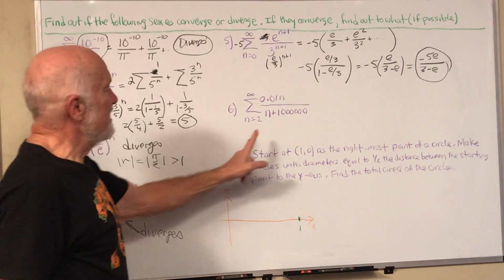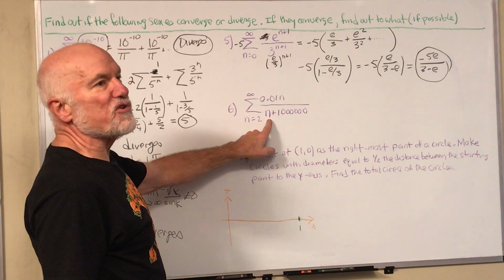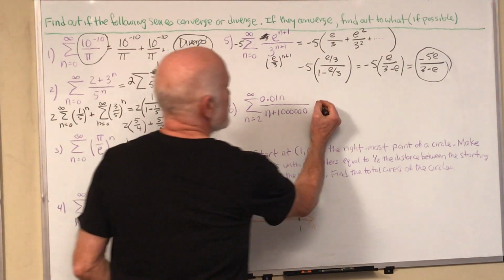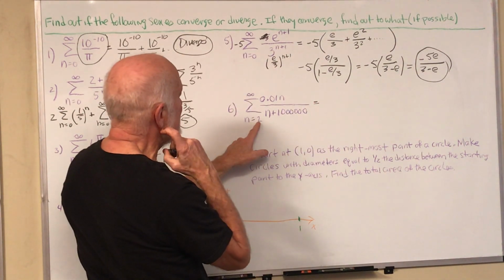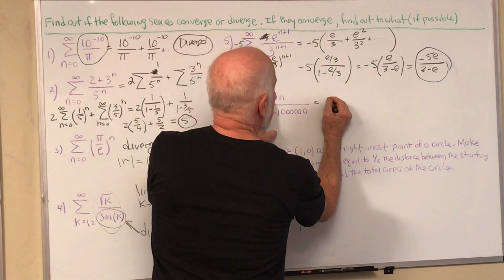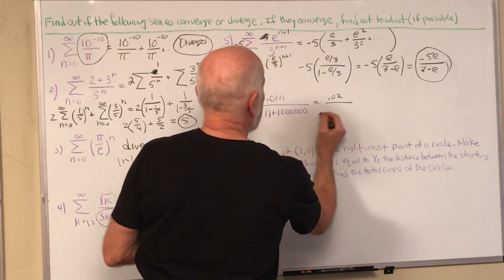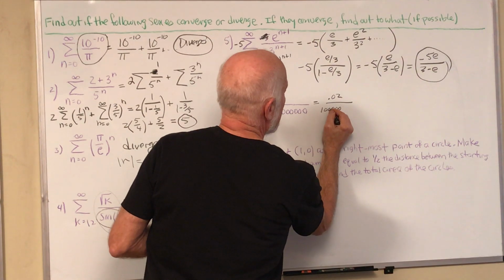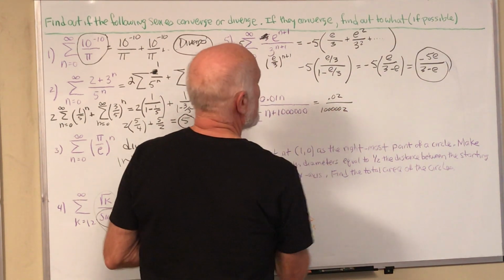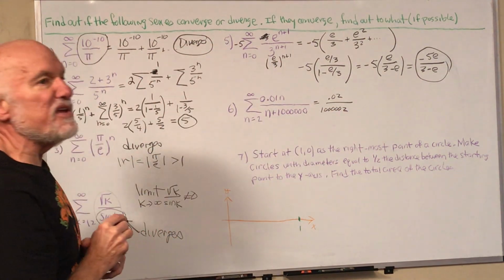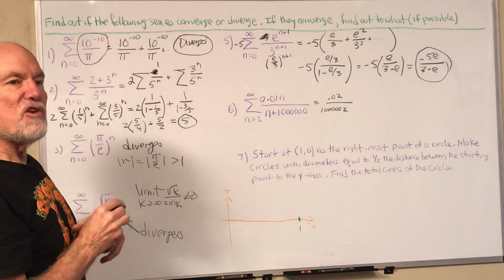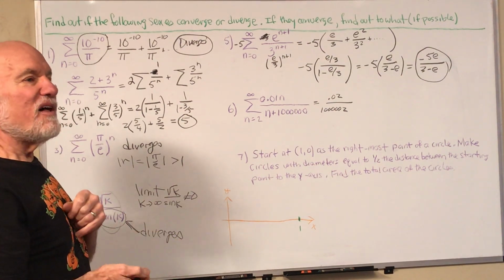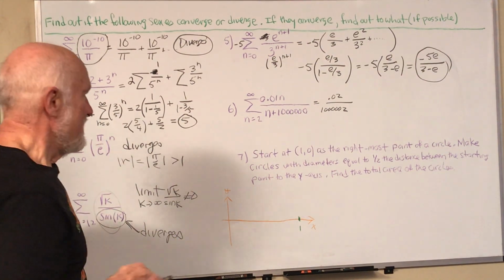Okay, well, look at these terms. These terms are so small that it must converge. What's the first term going to be? When n is 2, let's see if I've got enough. You get 0.02 over 1,000,002. Don't you think that's so small that it's going to converge? Well, you could be fooled by that.